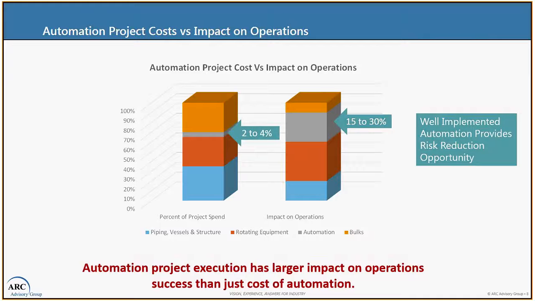If you look at automation as a manufacturing asset, of course, it is one of the main manufacturing systems. In major projects, the capital expenditures that are associated with automation purchase is typically 2 to 4% of the total project. However, our research shows that a well-implemented automation project can have a much larger impact on operations, in the range of 15 to 30%. Automation often is taken for granted, but it can reduce the risk over the life of the plant.